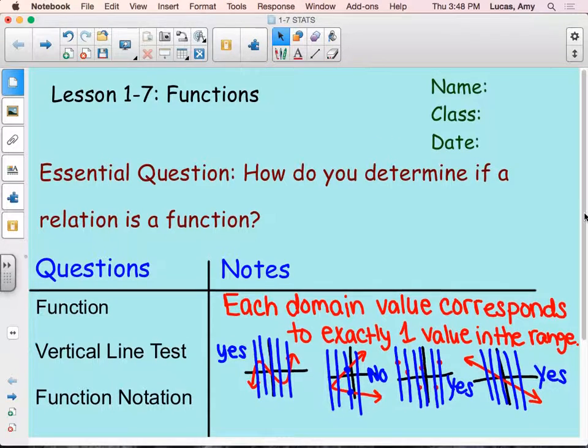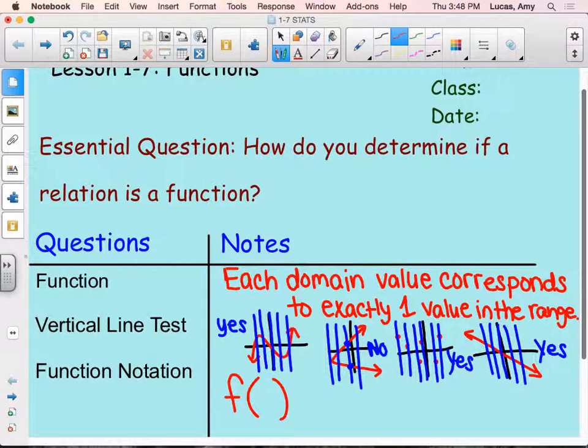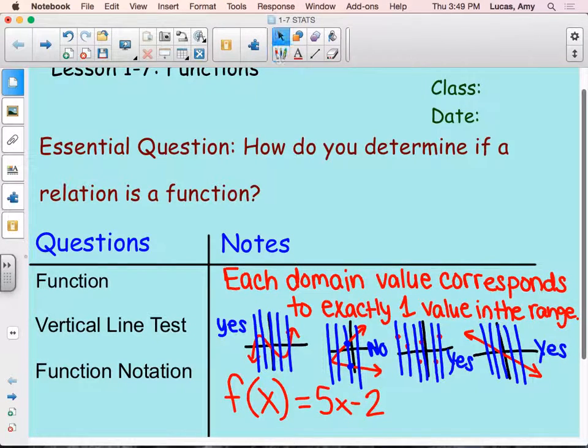Okay, our last new vocab word, so we have function and vertical line test. Our last one is function notation. Function notation means that you're going to start with the letter F, F for function, and your function is in terms of another variable. So the most common function is f of x. So for example, f of x equals 5x minus 2 is a function in terms of x. So the independent variable, the input variable, is x.